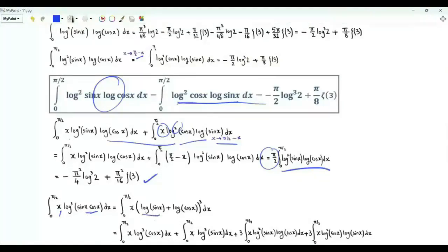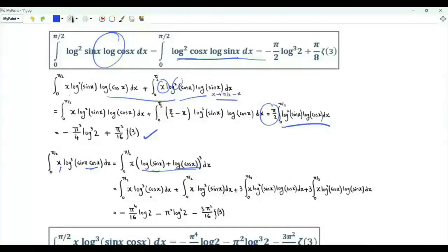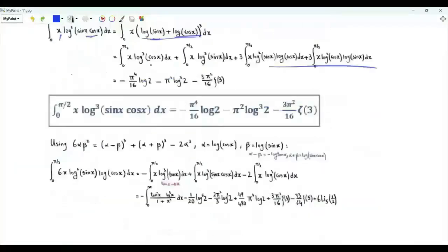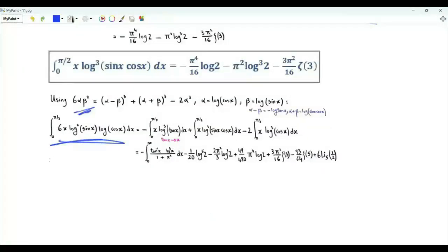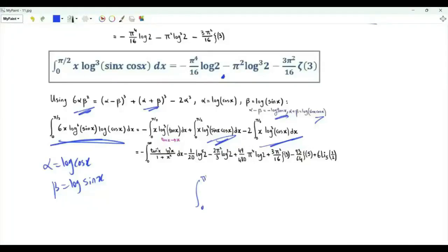Write down log sine x cosine x as log sine x plus log cosine x. Expand. We have these two and the sum. Take this integral, multiplied by 6. Use this identity. Alpha is log cosine x. Beta is log sine x. Alpha plus beta is log sine x cosine x. Alpha minus beta is minus log tan x. This one is here. We also know that one. What remains is the integral from 0 to pi over 2 of x times the cube of log tan x.